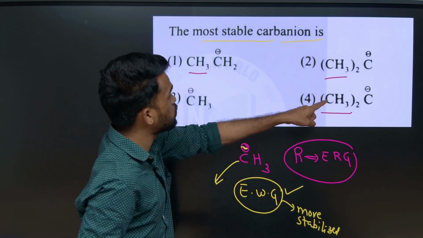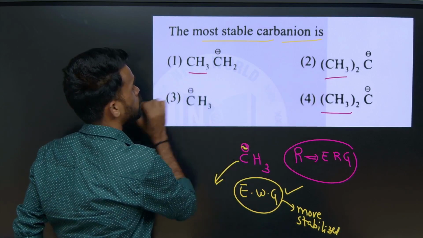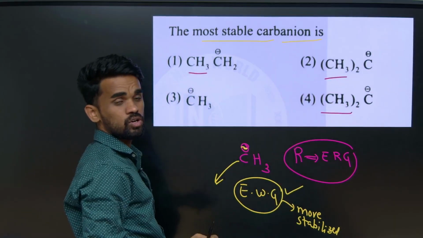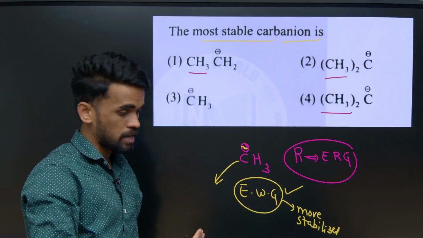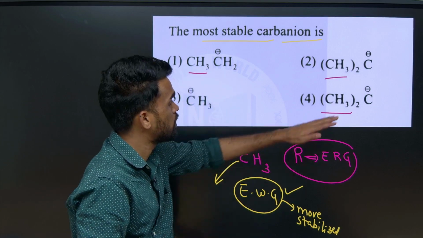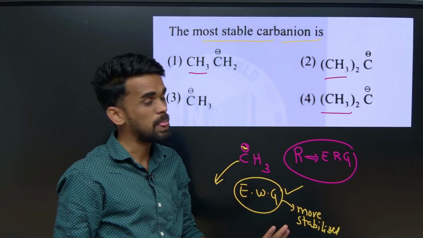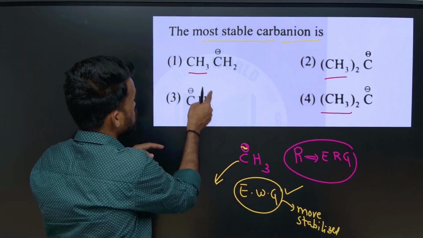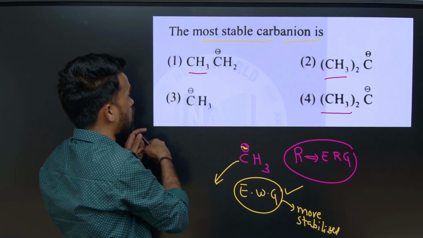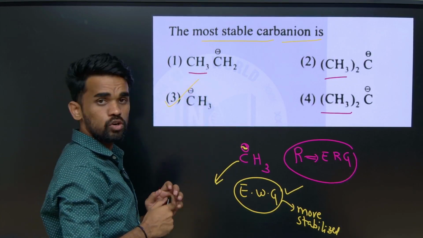But what groups are present in the first, second and fourth options? These have one alkyl group, this has two alkyl groups, and this has three alkyl groups. The more alkyl groups, meaning the more electron releasing groups, the lesser the stability of the carbanion. So this is completely opposite to the carbocation. Which means there are no alkyl groups or electron releasing groups in option 3, so we can directly go with option 3. I hope it is clear.